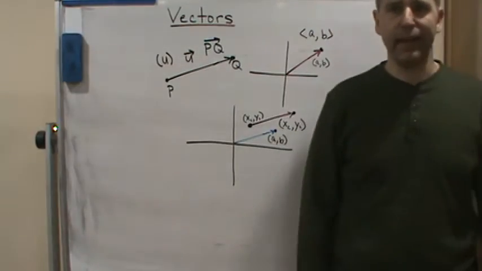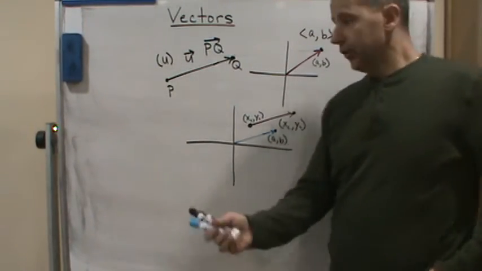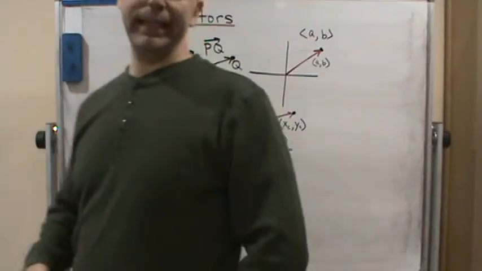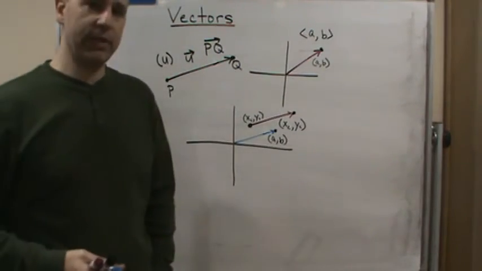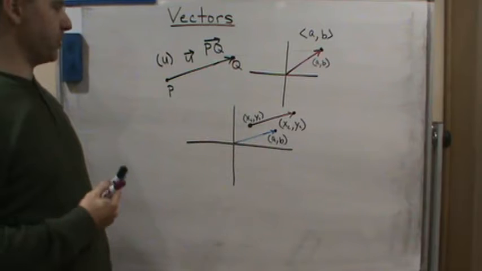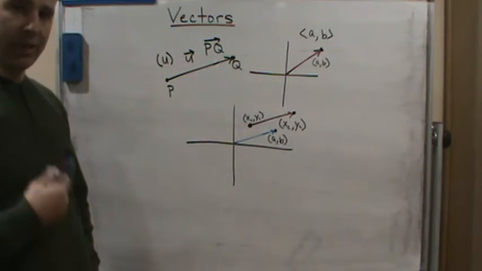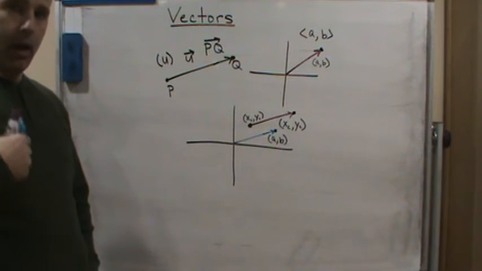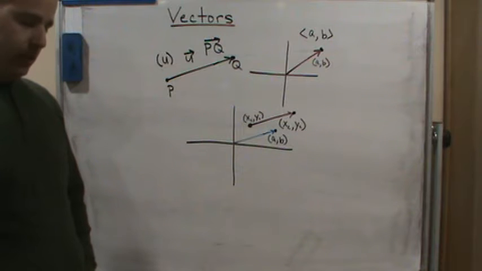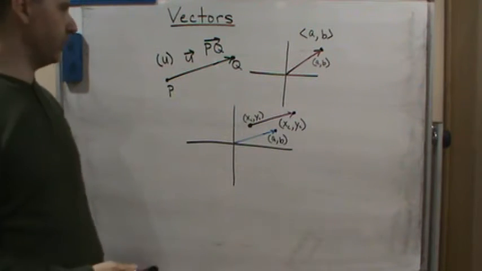Okay, so welcome back, and now let's talk about vectors. So what is a vector? A vector is a line segment that represents two things. It represents a magnitude and a direction of a quantity.